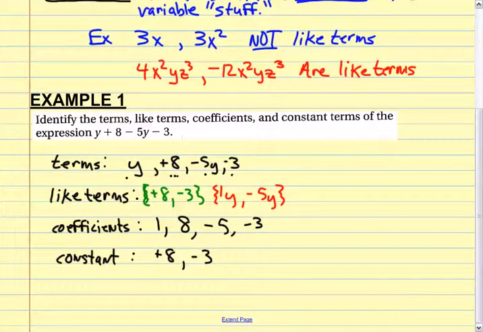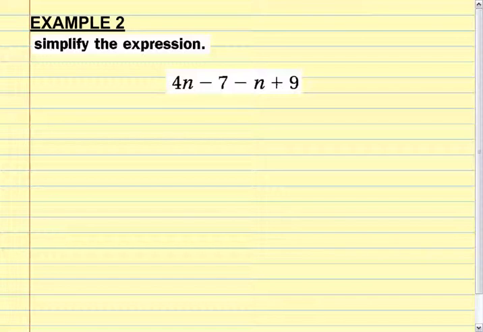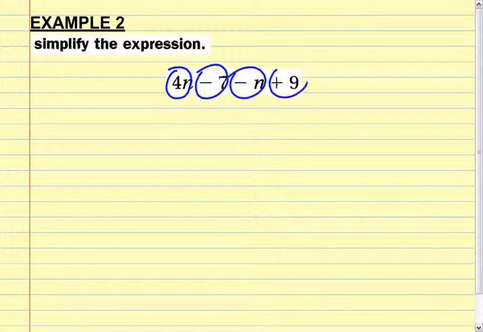Okay, let's look at the next one. Simplify the expression. Izzy, how many terms? 4. This one, that one, and that one. Can I put any of them together, Izzy? Which ones would you like to put together? Negative 7 and what? Good. And when I put negative 7 together with positive 9, what do I get? Positive 2.